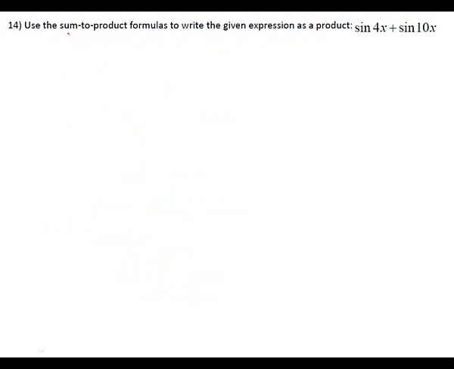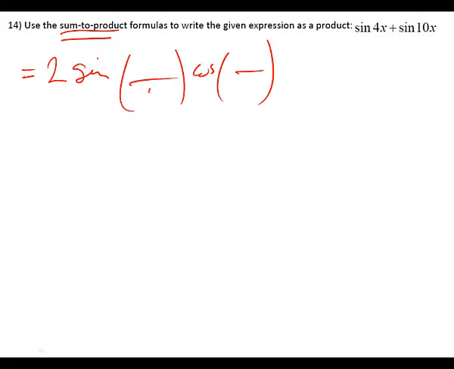Alright. Look at the instructions. I'm doing another sum to product. Okay? So, what do all the sum to products start with? 2. Okay, we've got a sine plus a sine. So what do I end up multiplying together? Sine times cosine. What do we divide them all by? 2. The first one's always plus, the second one's always minus. I'm going to throw 4x and 10x in there.